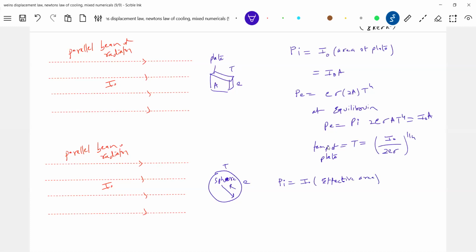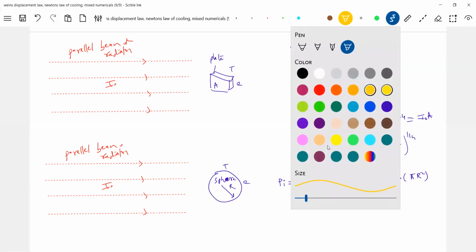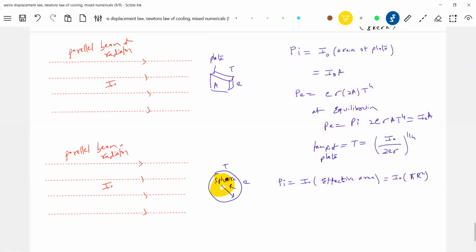Now, if you are far away, how does the sphere appear? It will appear like a disk for you. So therefore, this will become I naught into pi r square, not 2 pi r square. For this particular beam, what will happen? What is the effective area? Pi r square. It will appear like a disk for the beam of this radiation, a parallel beam of radiation. As it's coming from far away, parallel means coming from far away. So it will appear like a disk.